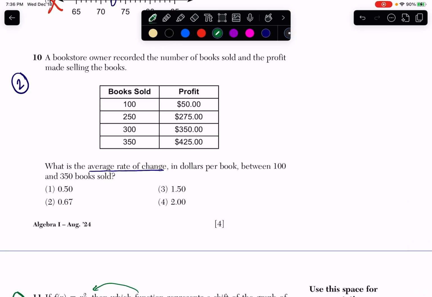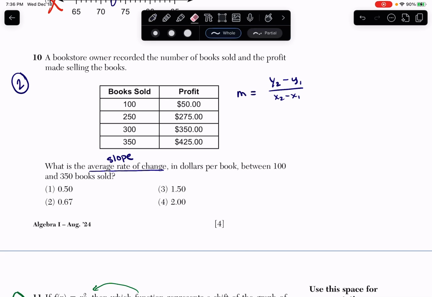Number 10, a bookstore owner recorded a number of books sold and the profit made selling the books. This is not something we will cover until after the Regents, average rate of change. However, I'd encourage you to at least try it because on the reference sheet at the back of the Regents, you do have this formula, which you might remember from middle school. Average rate of change, just think slope. So they give you this formula on the reference sheet.